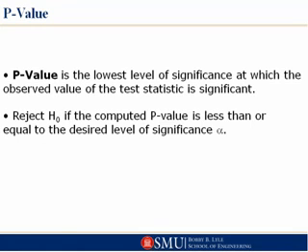Okay, p-value. And again, these are going to come clear, hopefully, both from the textbook, but also when we meet up in class and work through some of the examples. P-value is the lowest level of significance at which the observed value of a test statistic is significant. Reject H0 if a computed p-value is less than or equal to the desired level of significance, alpha. So p-value is actually the value associated with your sample result.